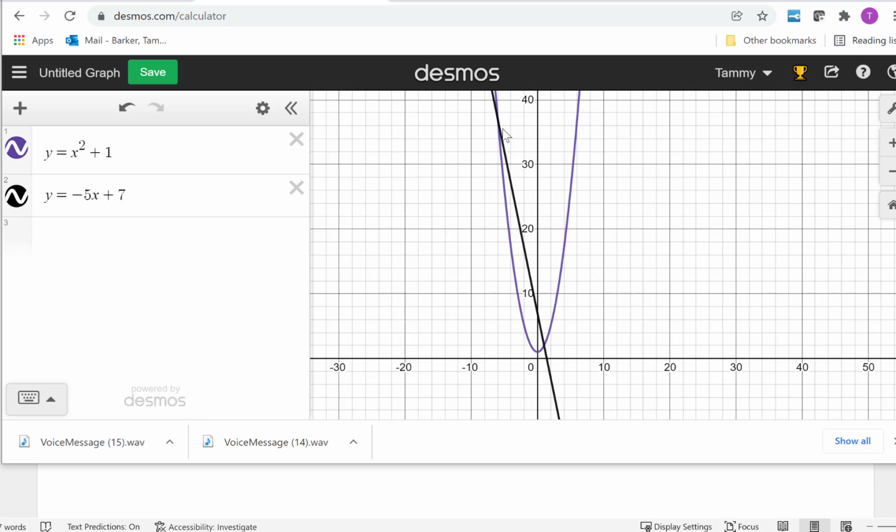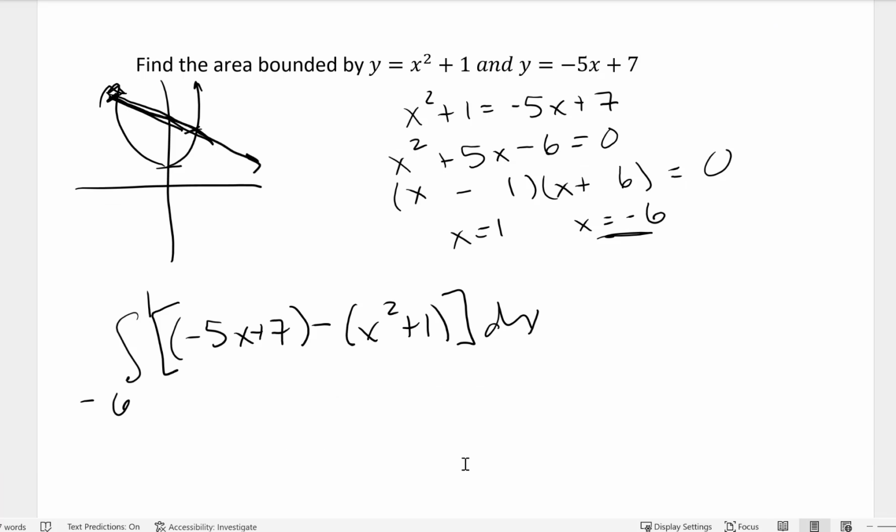Okay, so now I can see when I click on the graph, it's going to tell me here's one point, it's at negative 6. And here's the second point, which is at 1. So this would show you the graph. You can see the intersection points. So you could do this graphically instead of algebraically to get the bounds. And then I can also see the line is on top and the curve is underneath. So either one of those ways works for me.